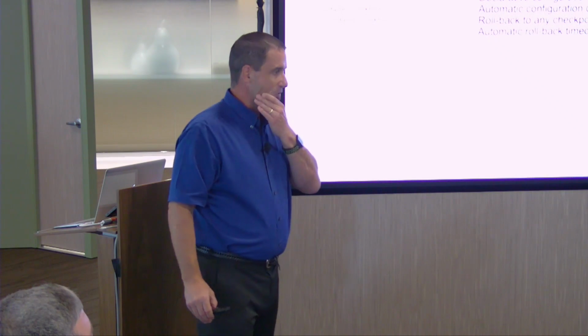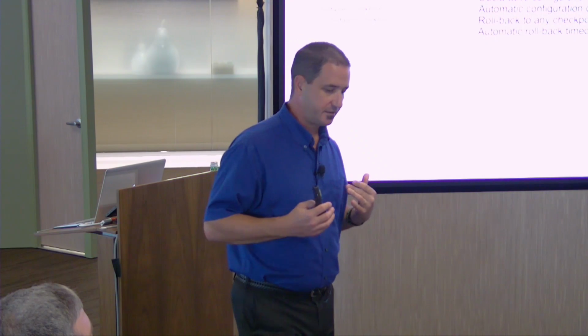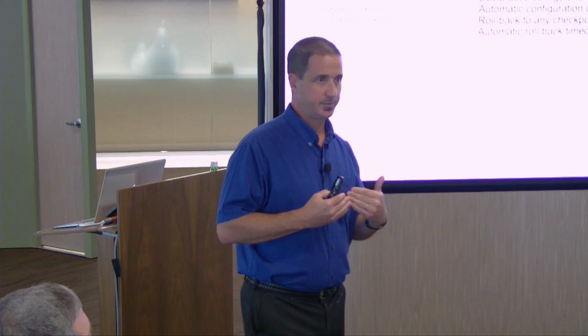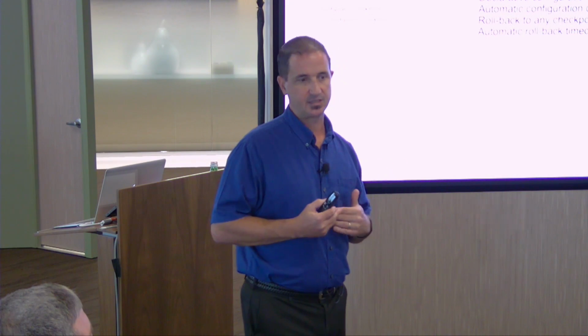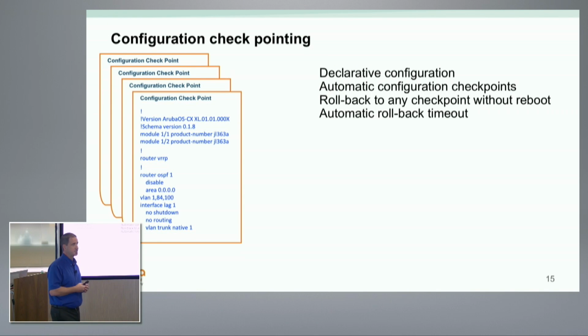So real quick, one of the things that we haven't talked about, but part of the philosophy of being in-memory database centric and everything being expressed in the database, is that the configuration is declarative. That means if you wanted to send a brand new JSON blob that represented the entire configuration of the device into the device, it will get itself to that state. There's a few things that come out of that.